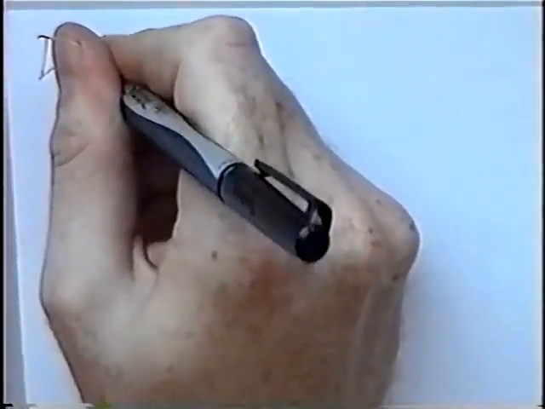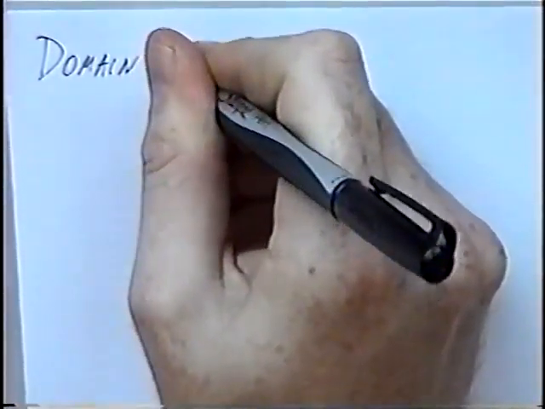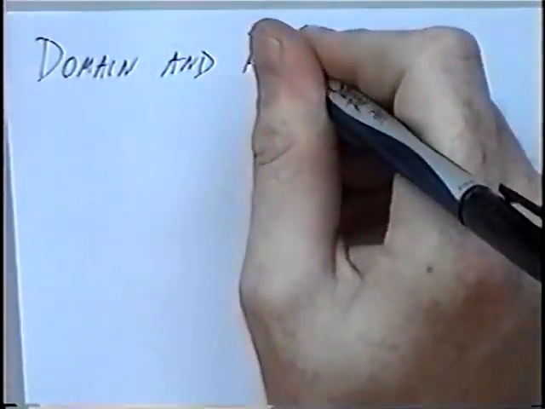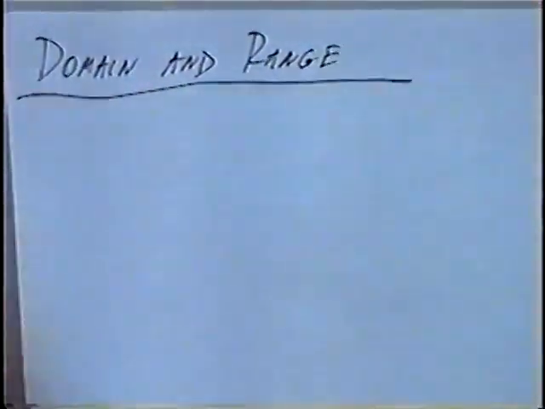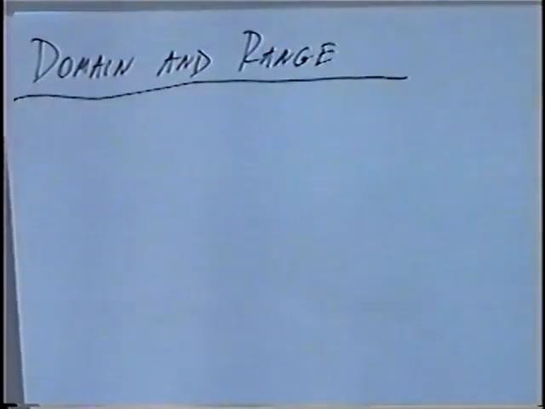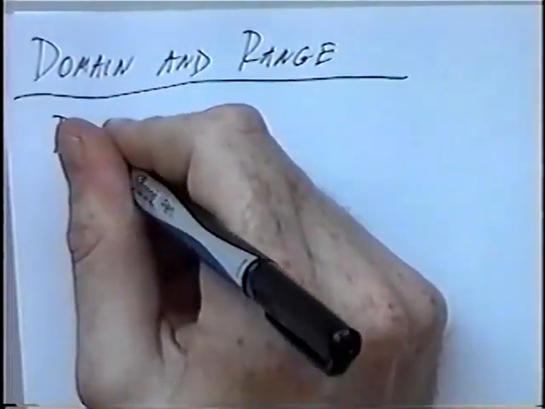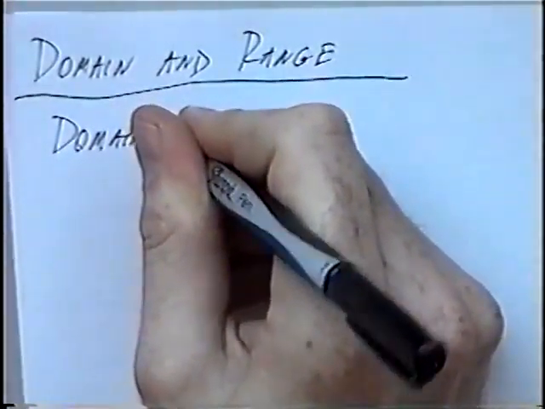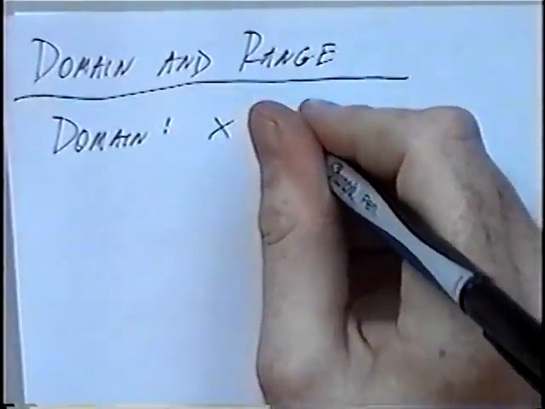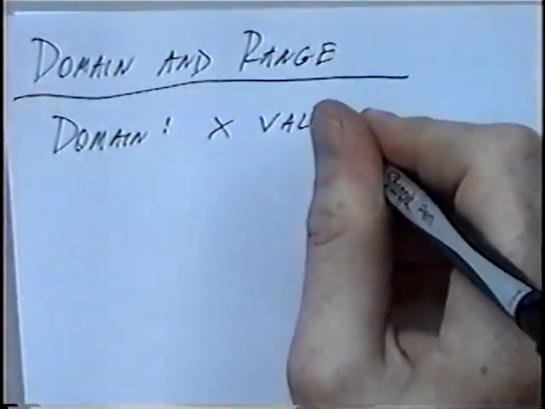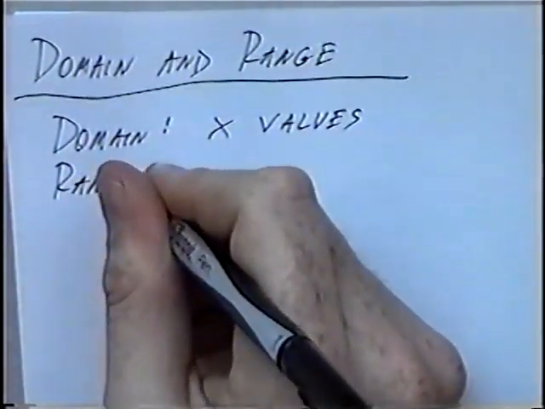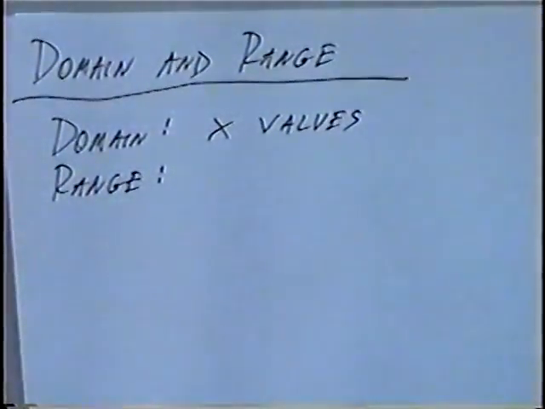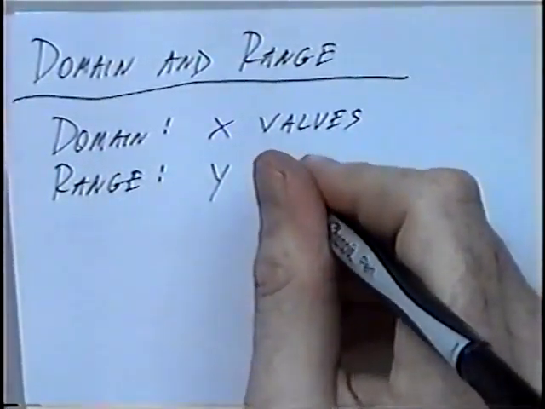Title of the first section is Domain and Range. Two definitions: domain. Domain is x values. And second definition, range. Range are the y values.